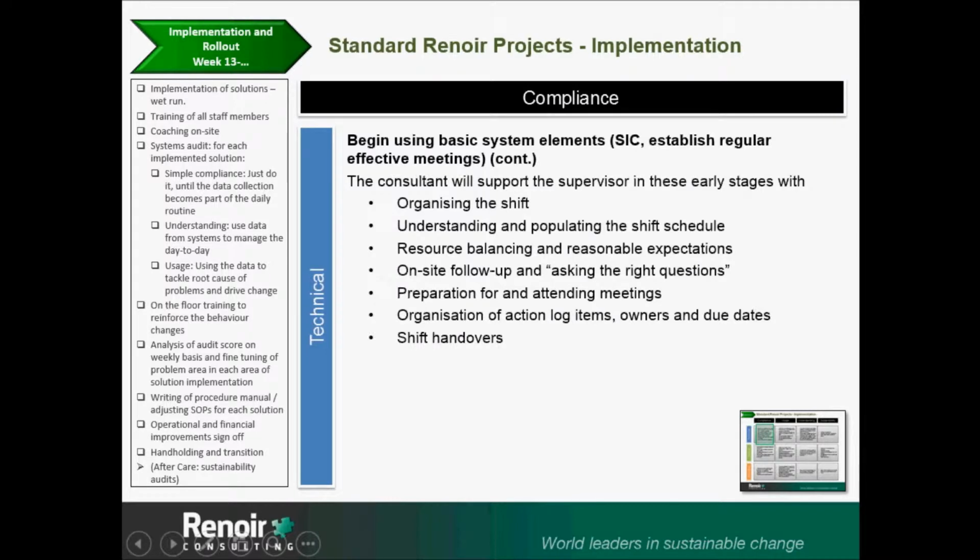The consultant will support the supervisor in these early stages, with organizing the shift, understanding and populating the shift schedule, resource balancing and reasonable expectations, on-site follow-up and asking the correct questions, preparation for and attending meetings, organization of action log items, owners, and due dates, and shift handovers.